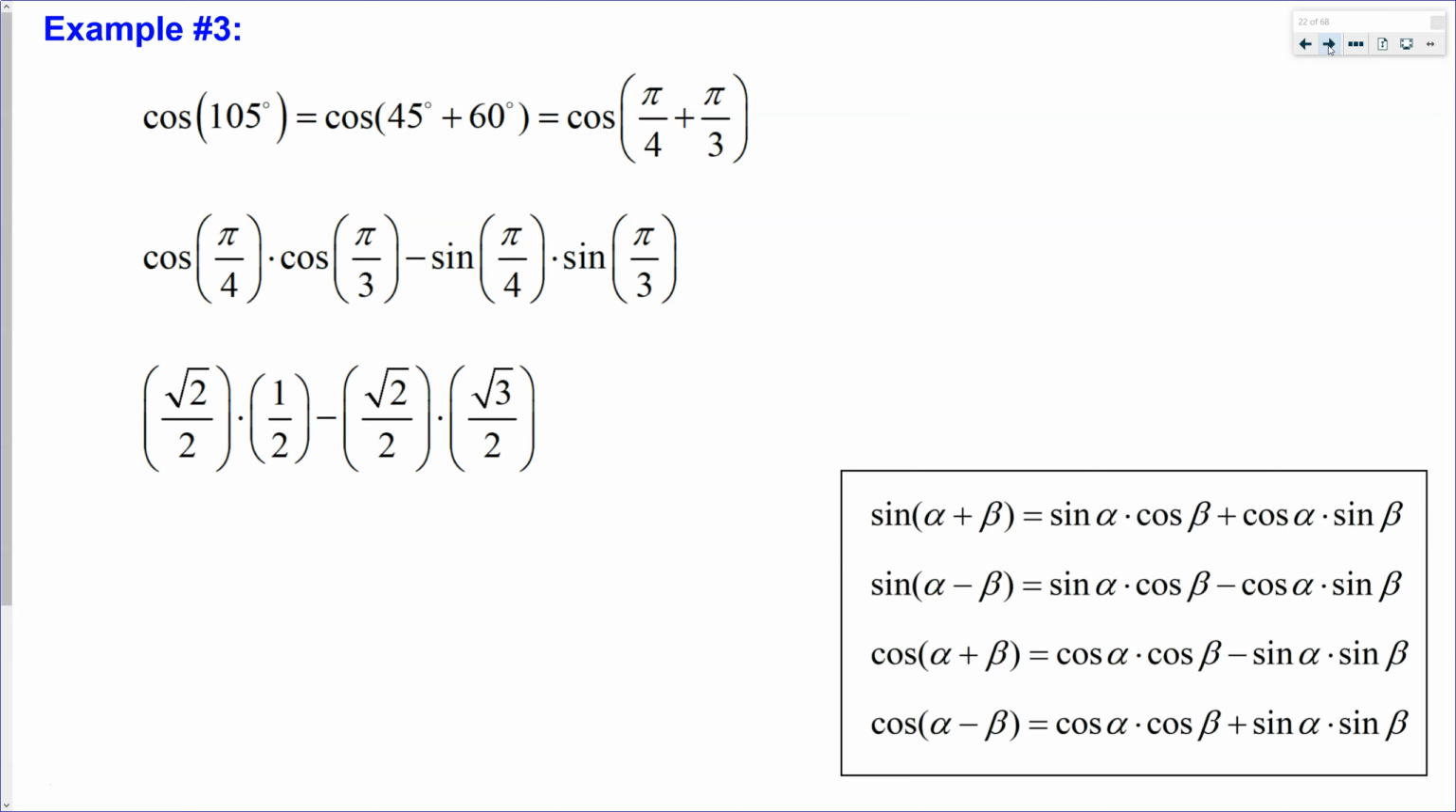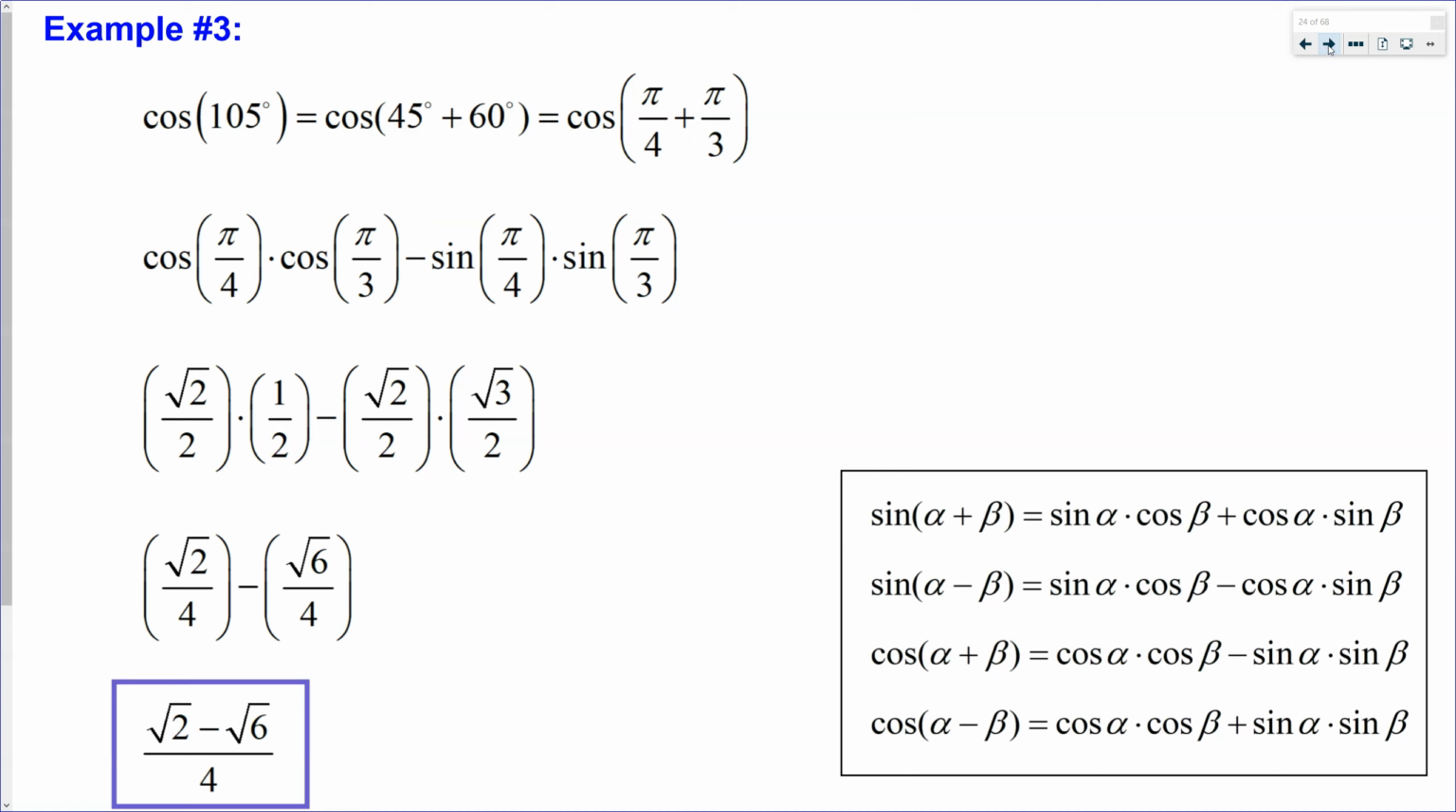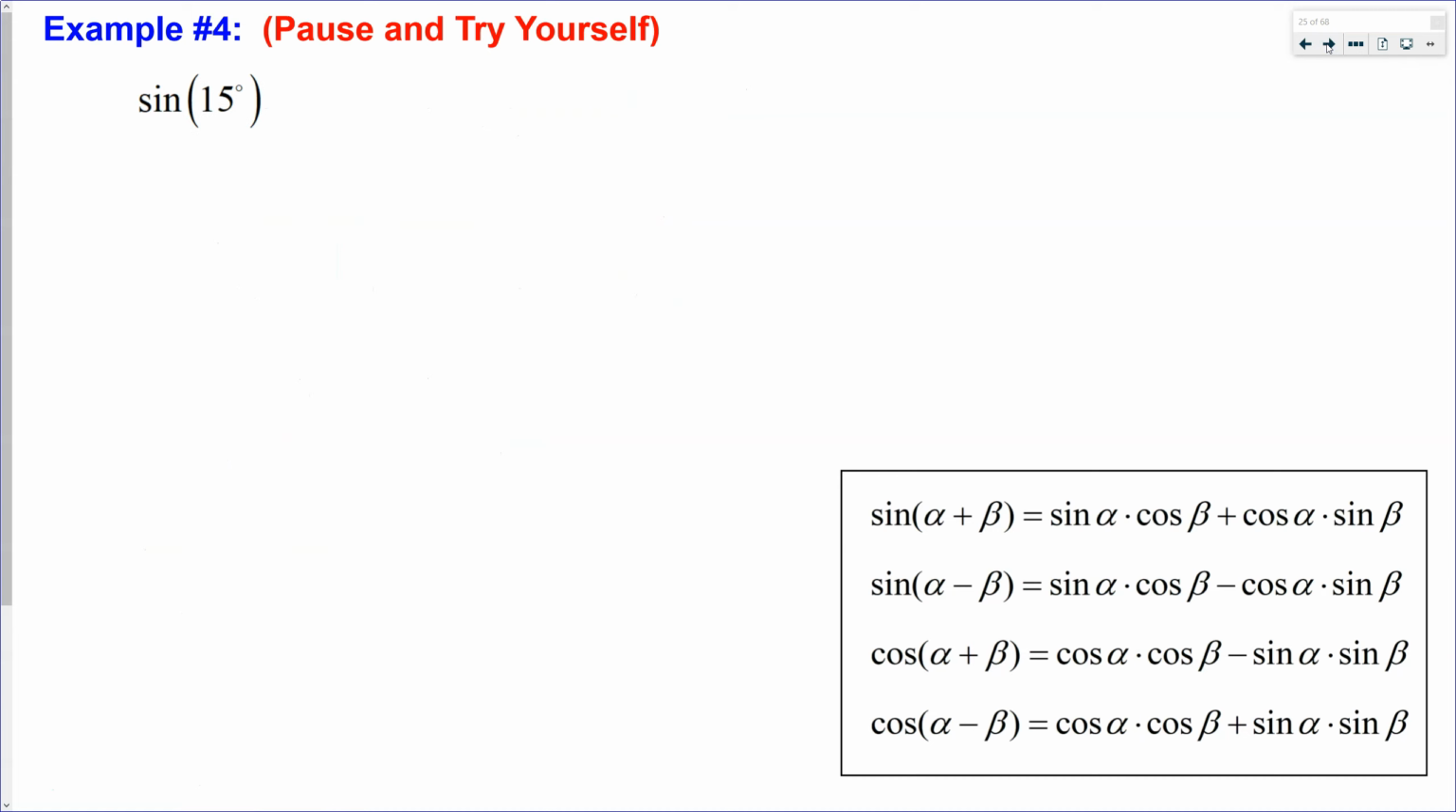And again, if you just check out the arithmetic, if you're still struggling with that, you'll get a square root of 6 on the right-hand side and a square root of 2 on the left-hand side, and with a subtraction sign in between. And there's your final answer right there. For our next example, I'd like you to pause the video and try to work through this one yourself.